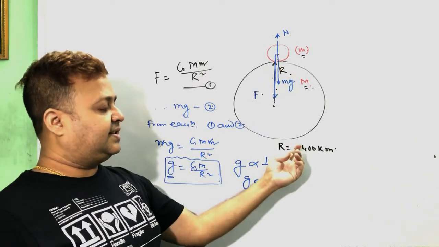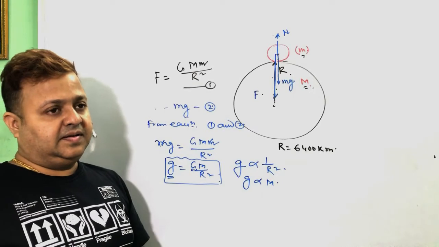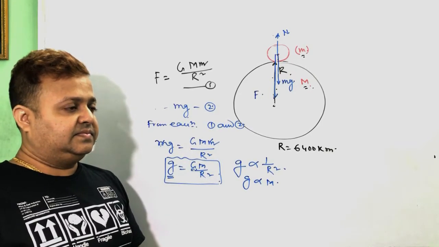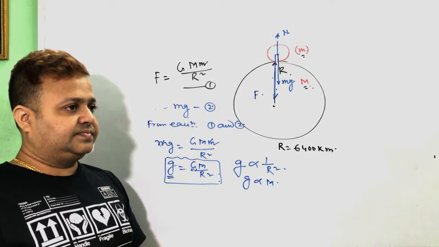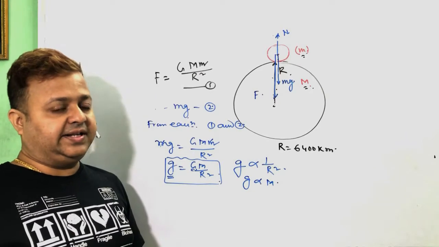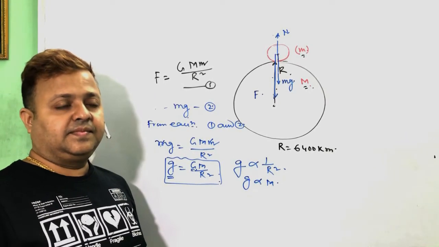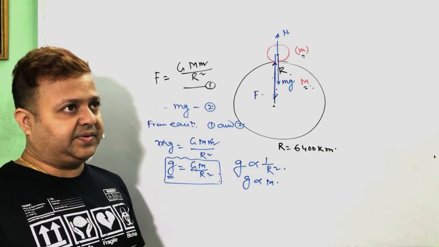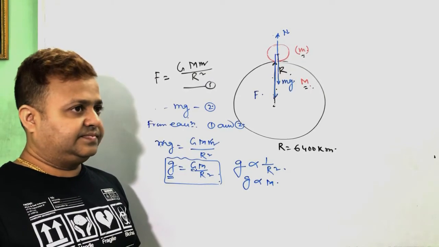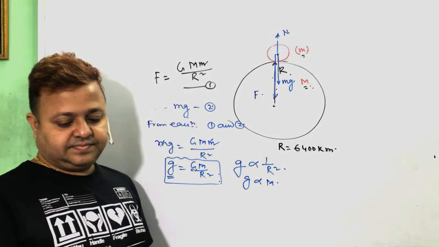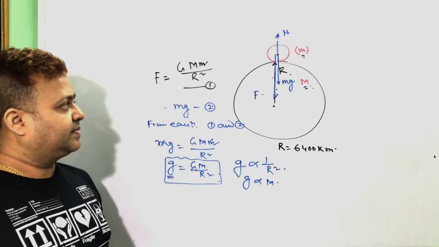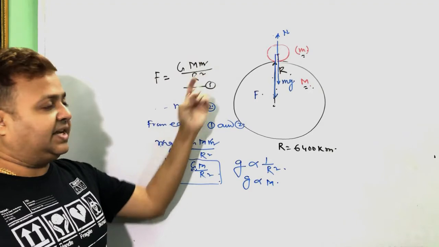So the distance between their centers is capital R, because the radius of the body is neglected in comparison to the radius of the earth. So the gravitational force is G into capital M small m by R square.